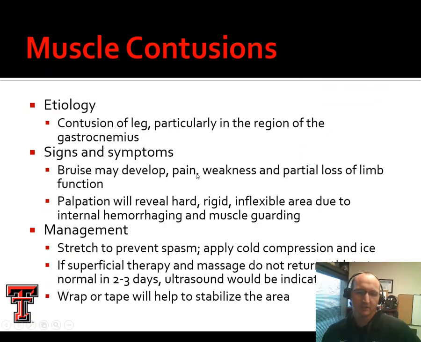Muscular contusions usually result from being struck or kicked. Same mechanism, but instead of occurring to the anterior tib, it occurs to the gastroc. Because this is in the muscle belly, we can stretch to prevent spasm. We can apply cold and compression. As long as this is superficial, they'll usually recover a lot faster than with a shin contusion.